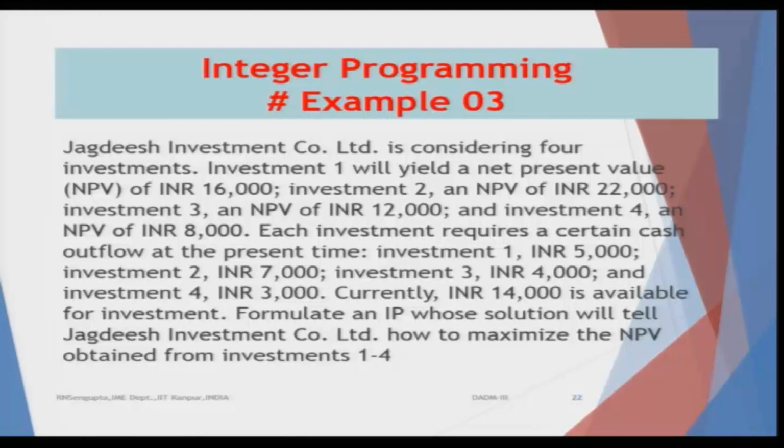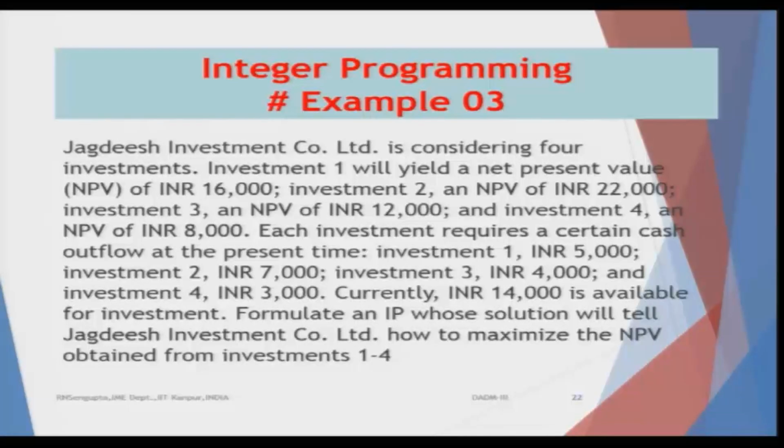Jagdish Investment Company is considering 4 investments. The net present value from investment 1, I will not consider the 1000 value. I may or may not, depending on how I state the problem formulations as I discuss the problem. So the net present value from investment 1 is 16,000, investment 2 is 22,000. Net present value means the value as of now, today. Similarly, for investment 3 it is 12,000, and investment 4 is 8,000.